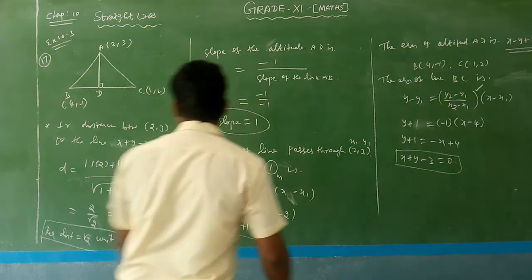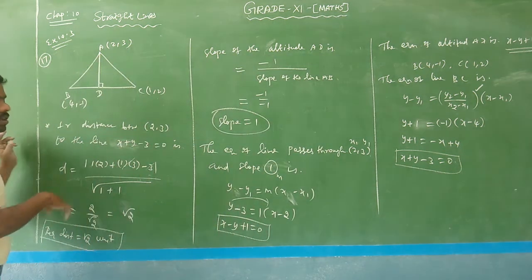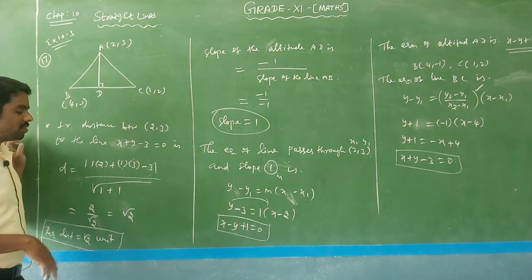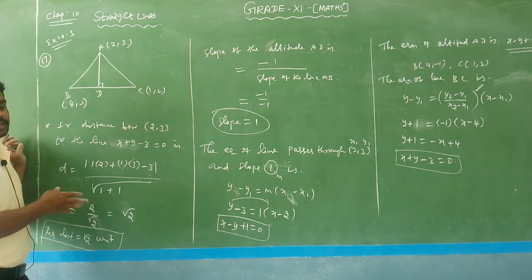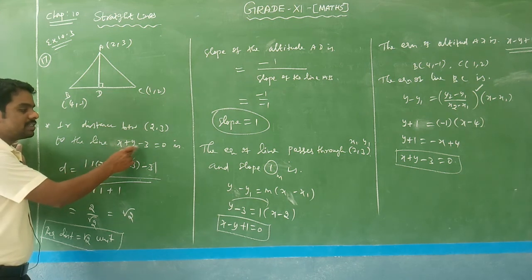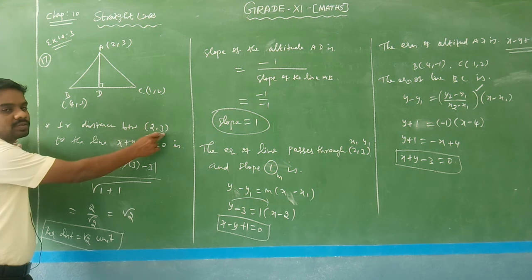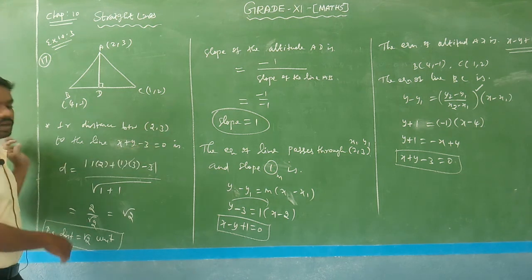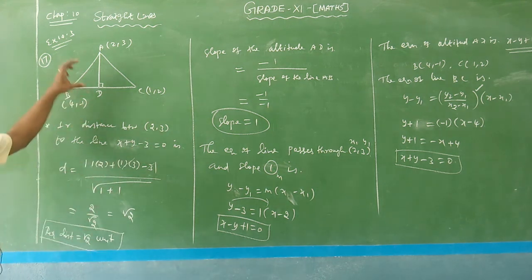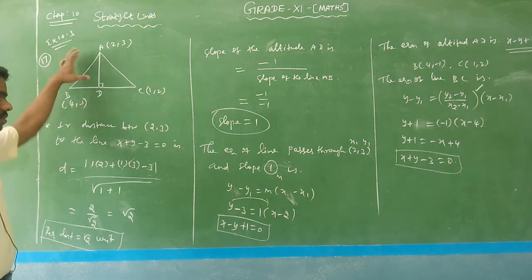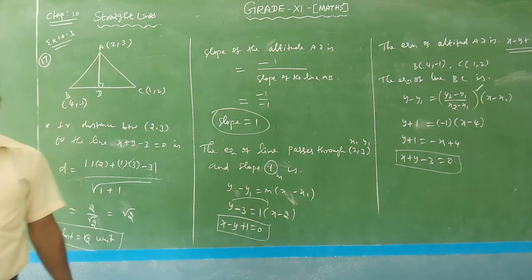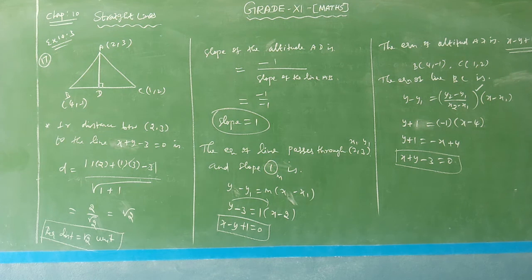Substitute this. The formula is d = |ax1 + by1 + c| divided by the root of a square plus b square. Here a is 1, b is 1 and c is -3, and (x1, y1) is (2, 3). Substitute this. We get that the length of the altitude AD is root 2 units. Very simple question.